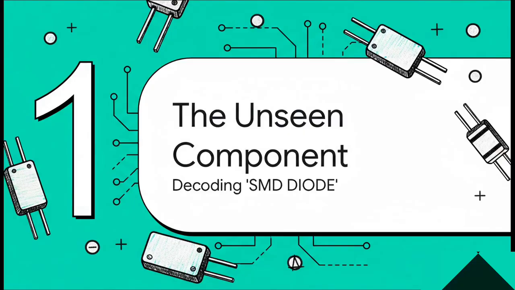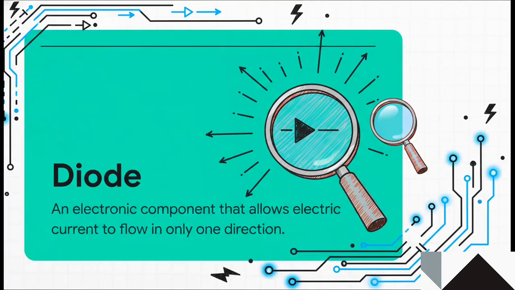All right, first things first. Let's look at the name right at the top, SMD diode. The clue to what this thing is, it's hidden right there in those two simple words. Okay, so let's tackle that first word, diode. The official textbook definition says it's an electronic component that lets current flow in only one direction, which is true. But it's also kind of dry, right?